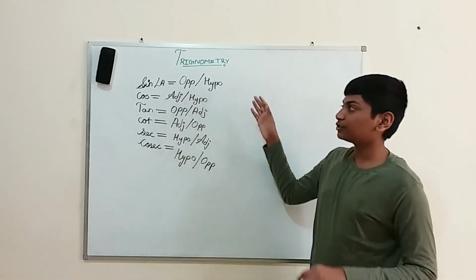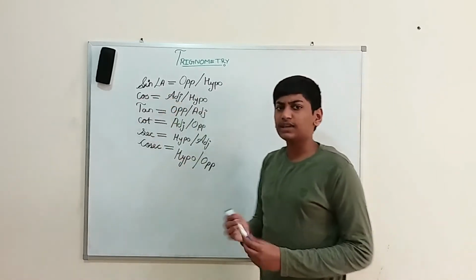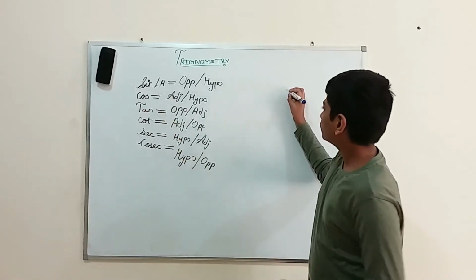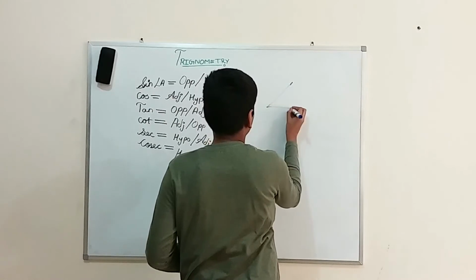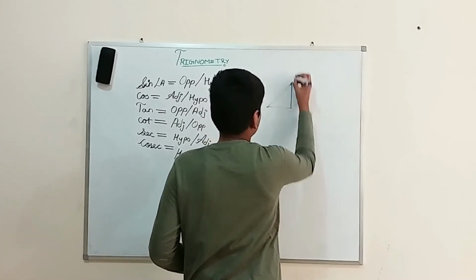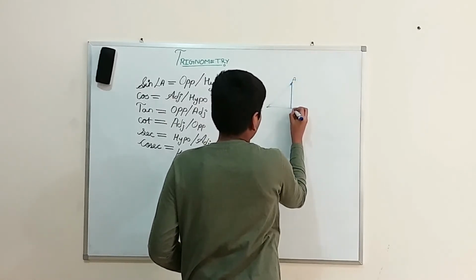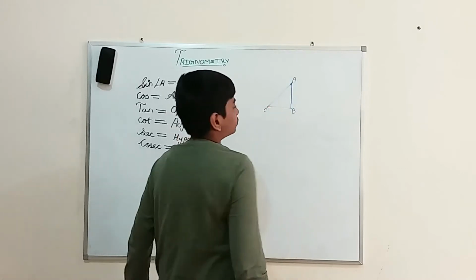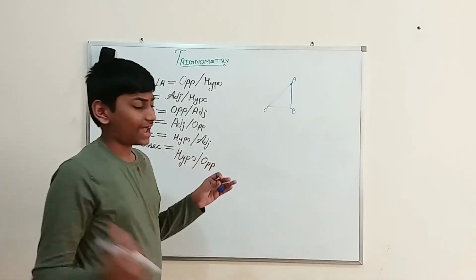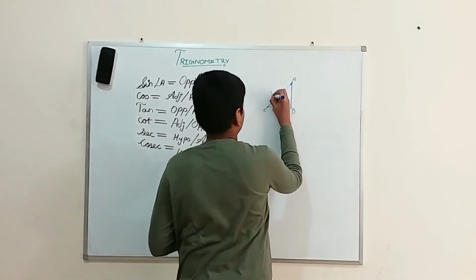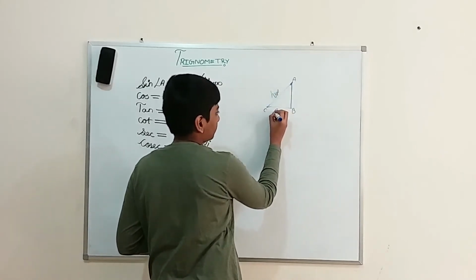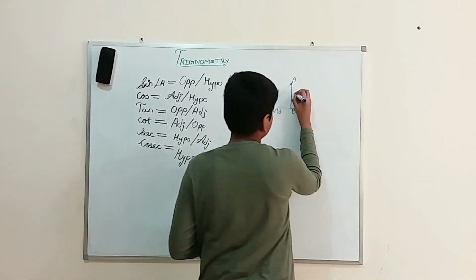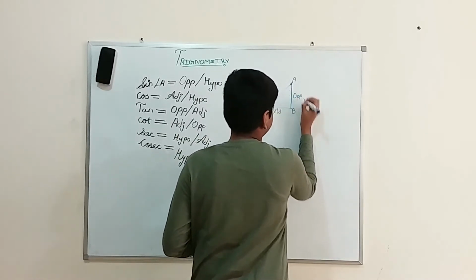So this is the way to find sine. Suppose there is a triangle over here. I'll draw a rough triangle like this. Think that these are A, B and C. The biggest line is always the hypotenuse, okay? Hypotenuse. And the base will always be the adjacent, and this is the opposite, okay?